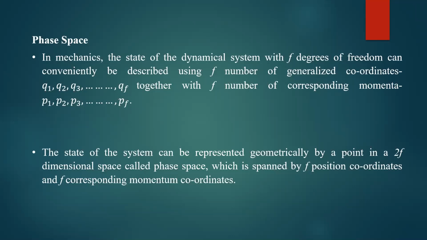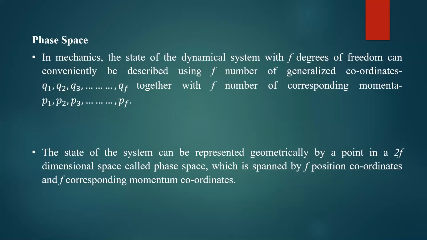What is phase space? In mechanics, the state of a dynamical system with f degrees of freedom can conveniently be described using f number of generalized coordinates. If a system has f degrees of freedom, then for each degree of freedom you need one coordinate to describe the state of the system. What do you mean by state of the system? In a Cartesian coordinate system, the position of the particle is considered the state of the system.